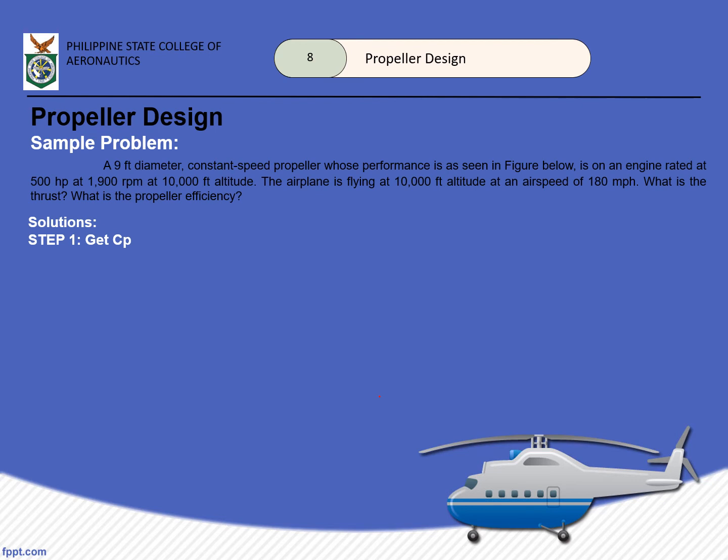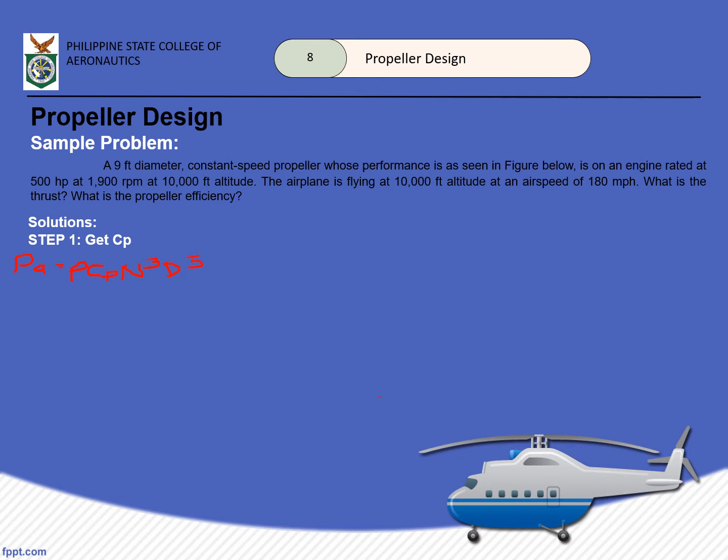So, here is the problem again. The first step is to get our CP. Recalling earlier, which formula has a CP component? As you can remember, it is the power absorbed. What is the formula for power absorbed? It is density multiplied by CP multiplied by N cubed multiplied by our diameter raised to 5.